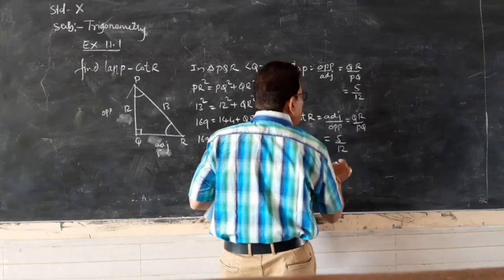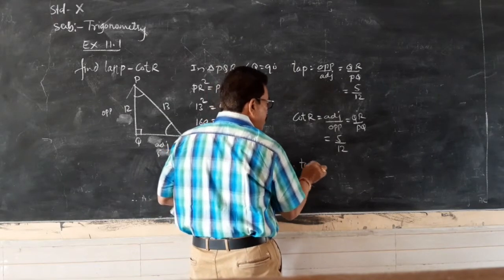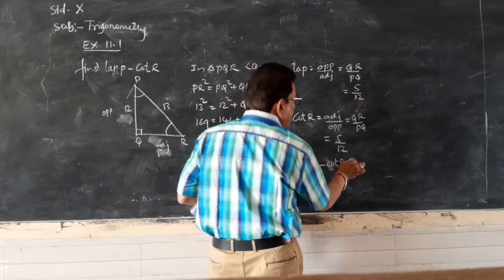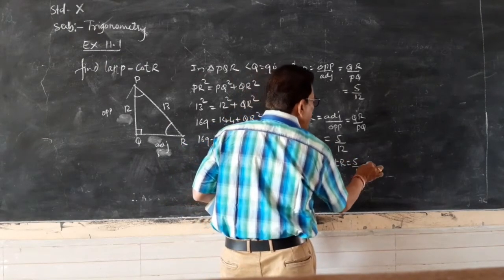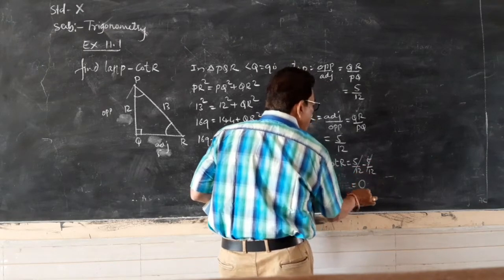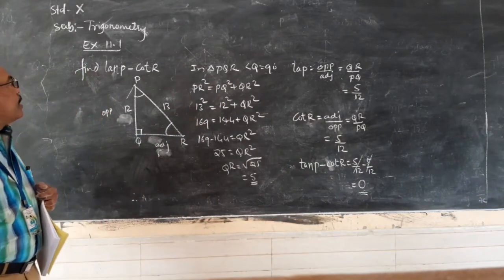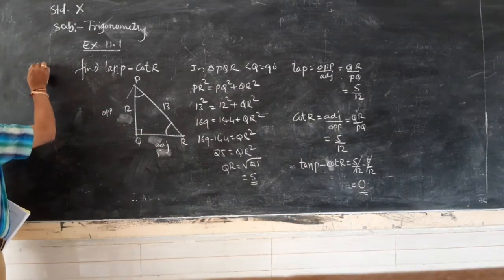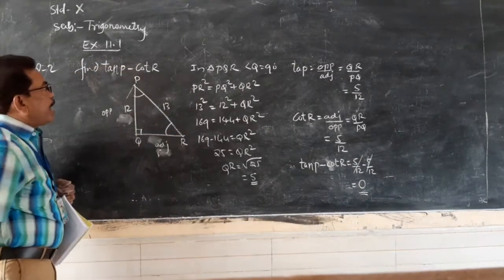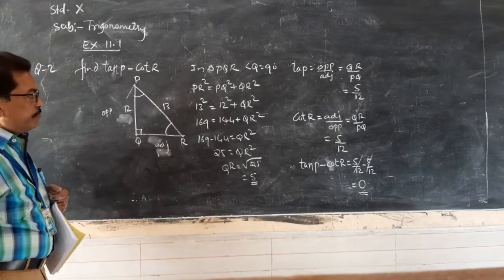So we have tan P minus cot R equals 5 by 12 minus 5 by 12, which equals 0. This one is the second question, number 2: find tan P minus cot R. Okay, write down.